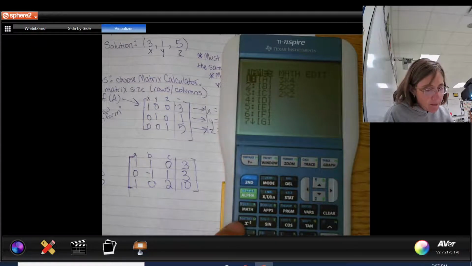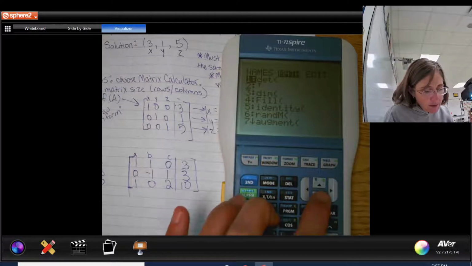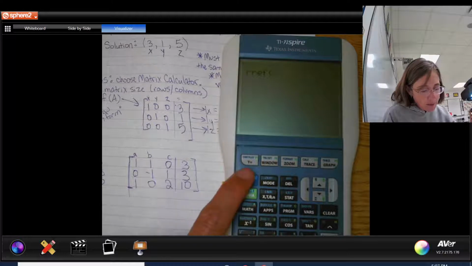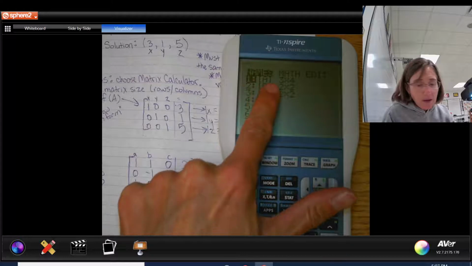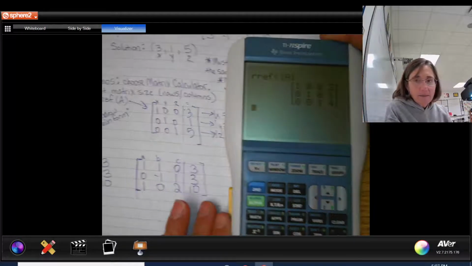So I hit second matrix. And now I want to do some math with this matrix. So I go over to the math column. And what we are wanting to find is reduced row echelon form, RREF. So there it is, last choice there. So I'm going to hit enter. It opens up a parentheses because it's saying reduced row echelon form of what? So we need to tell it what matrix. So I'm going to go back to my matrix menu. And I want that first one there, the one that's called A. So I'm going to hit enter. It puts the A in there, and then I'm going to hit enter again. And here's what I get.